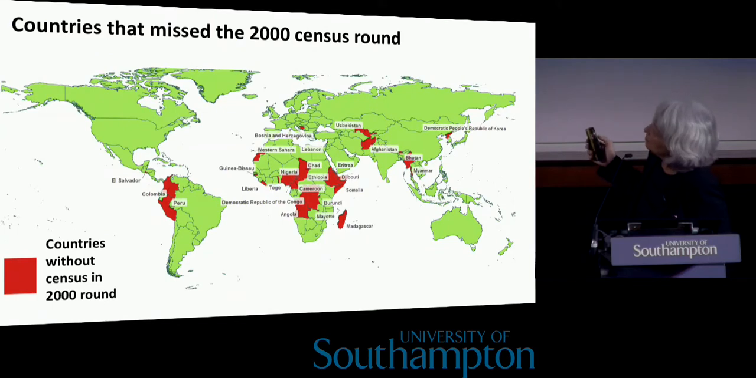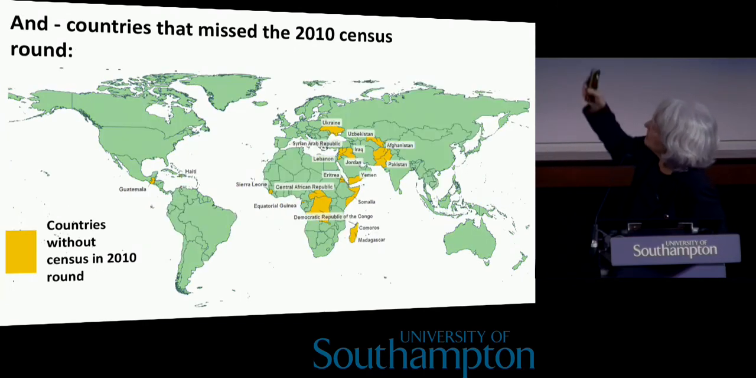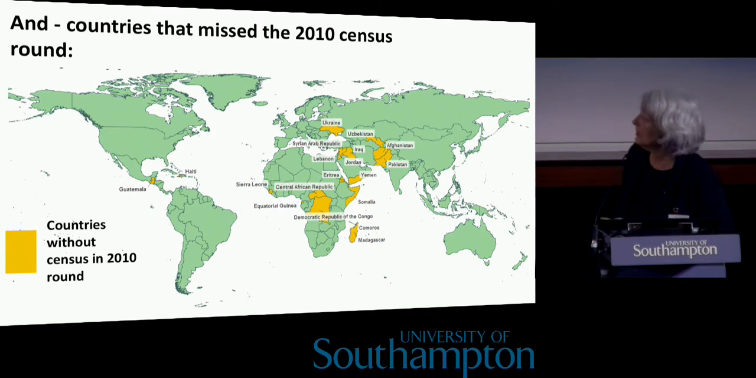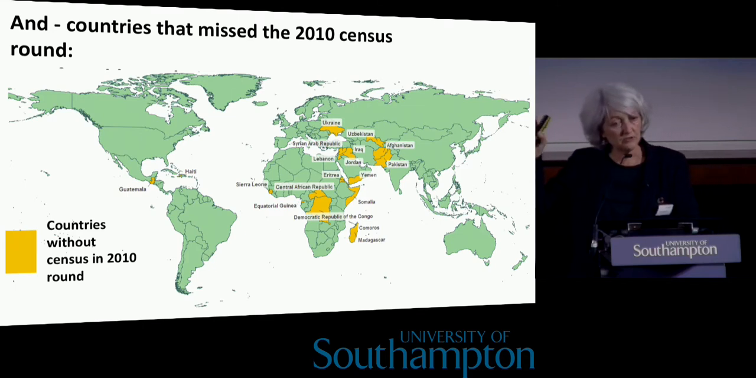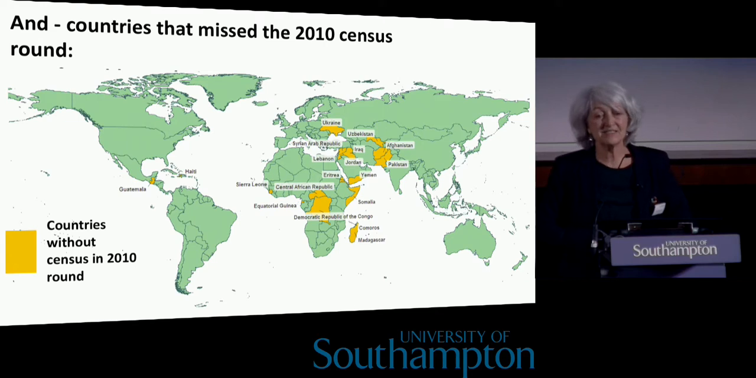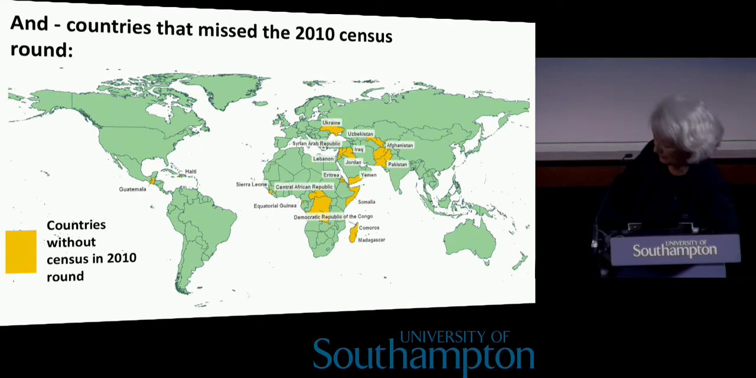I won't show too much here, just the last couple of slides. These are the countries that were without a census in the 2000 round, and these are the countries that missed a census in the 2010 round. It went from about 21, 22 countries in the first round down to 14 or 15 countries, but it's still, based on the UN Population Division projections, about 8-9% of the global population that we're missing in terms of no census.